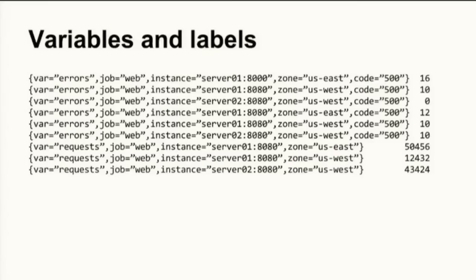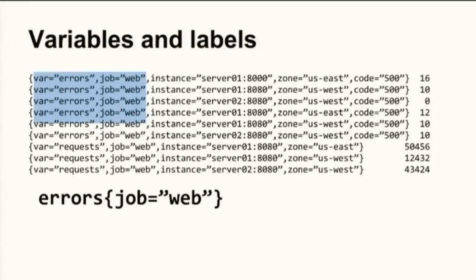So here's an example of a few time series at the most recent point in time. Like I said, it's a list of key value pairs. There's some curly braces to group them together, keys, and then a string. We can query this by saying the variable name and then any additional labels to subset that group. So here is an expression for errors where the job is the web, and that blue box should be a little taller and collect all of them.